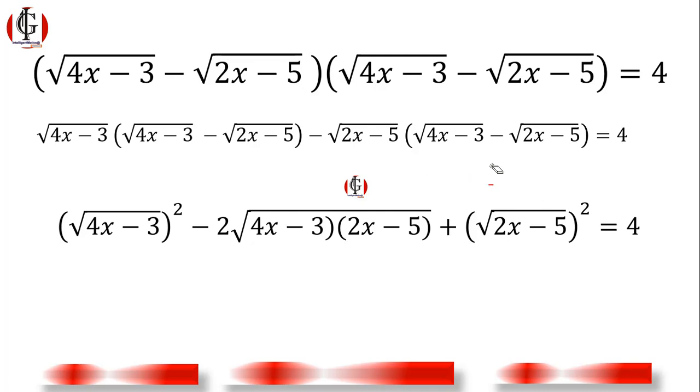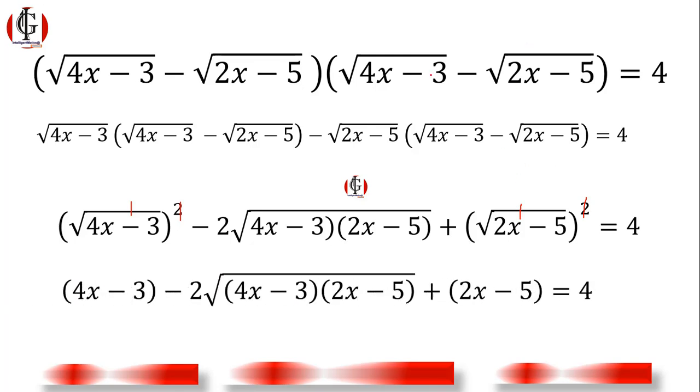So let's look at this operation. From indices we know that the 2 cancels the square root here, so we are left with 4x minus 3, and the same thing, the 2 here crosses out this root, so we are left with 2x minus 5. So we have 4x minus 3 minus 2 times the square root of 4x minus 3 times open bracket 2x minus 5, plus 2x minus 5, equals 4.